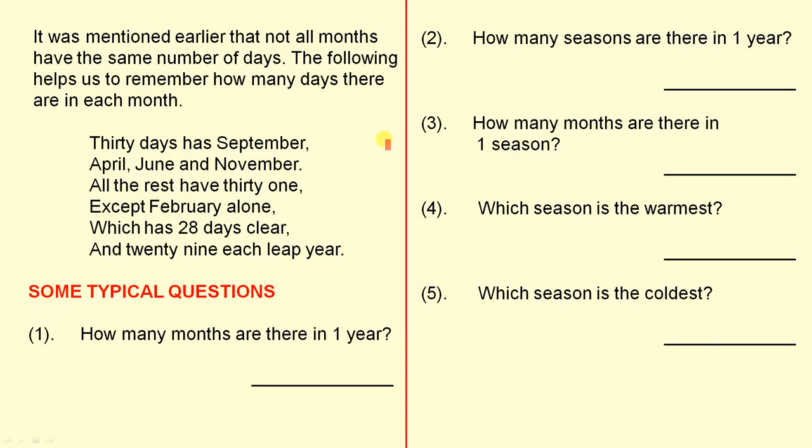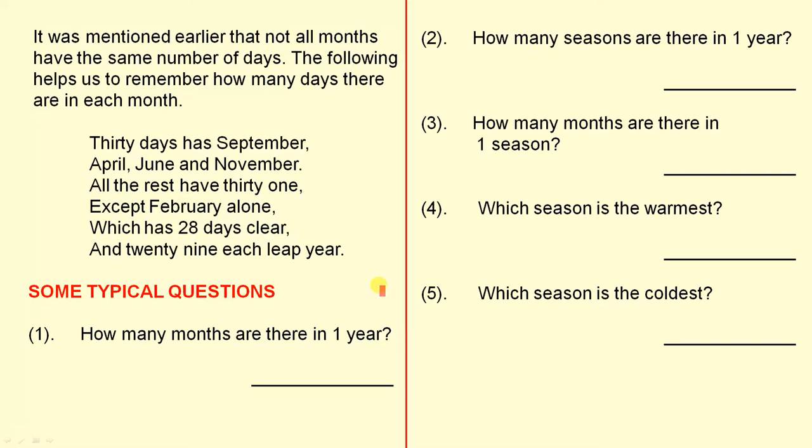It was mentioned earlier that not all months have the same number of days. The following helps us to remember how many days there are in each month. This is a very popular rhyme that's used all over the world, and it's a great way of remembering how many days there are in each month. 30 days has September, April, June and November. All the rest have 31, except February alone, which has 28 days clear and 29 each leap year.